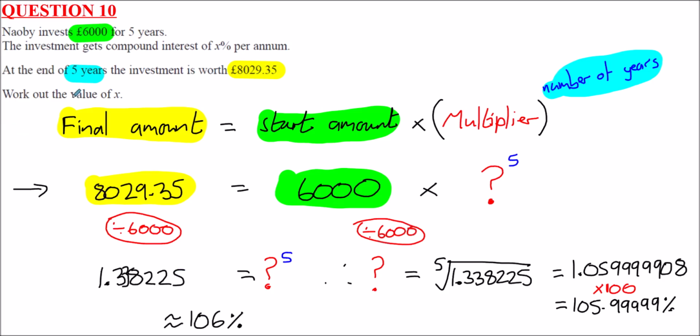So therefore the value of x, which is the interest, x must be 6%. So therefore x equals, well, it's given a percentage anyway, so x% is 6%, so we can just say x equals 6. If you wanted to say x equaled 5.9999908, that's fine as well. I've just rounded it to near as damn it 6. So x equals 6. This person gets 6% compound interest for those 5 years.